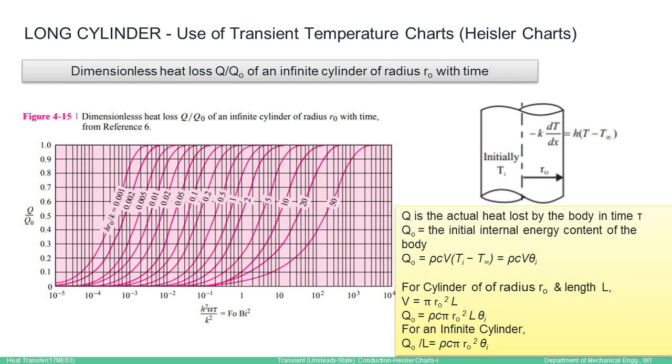So, the x and y coordinates remain the same as those for a slab. The different curves are for h r0 by k, which is nothing but Biot number. The x coordinate is Biot number square multiplied by Fourier number, and you can get the value of Q by Q naught once you find the value of Biot number and Fourier number.